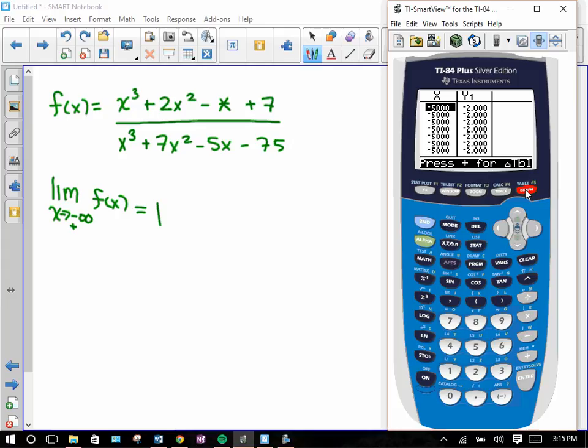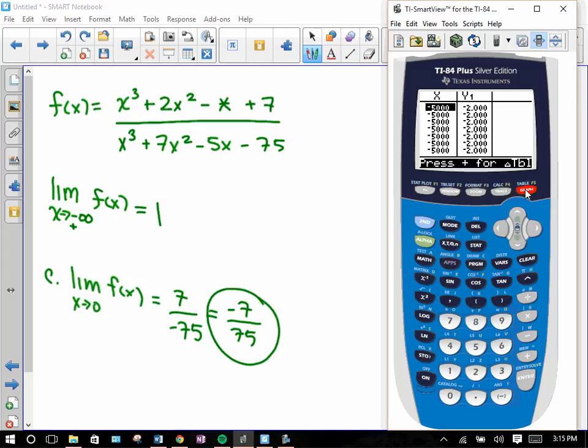C just asks what is the limit as x approaches 0. First thing I'm going to do is see if I can plug 0 in really quick. If I plug 0 in the numerator, all of this cancels out, and I'm left with 7. If I plug 0 into the denominator, all of this cancels out, and I'm left with negative 75. My answer is equal to negative 7 over 75. I know, that was really easy, wasn't it?